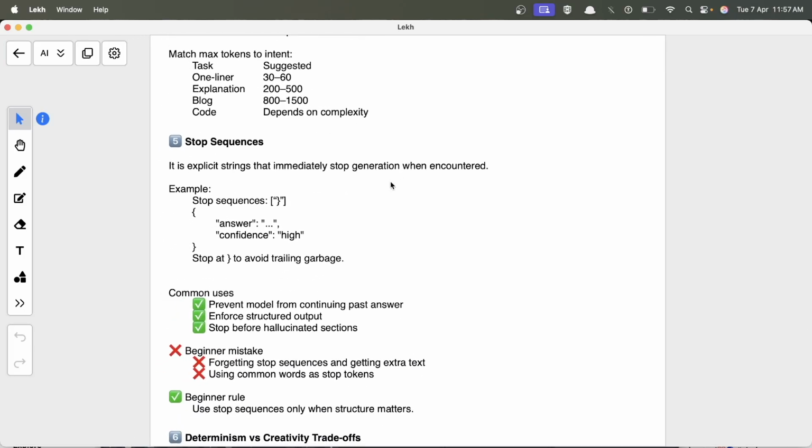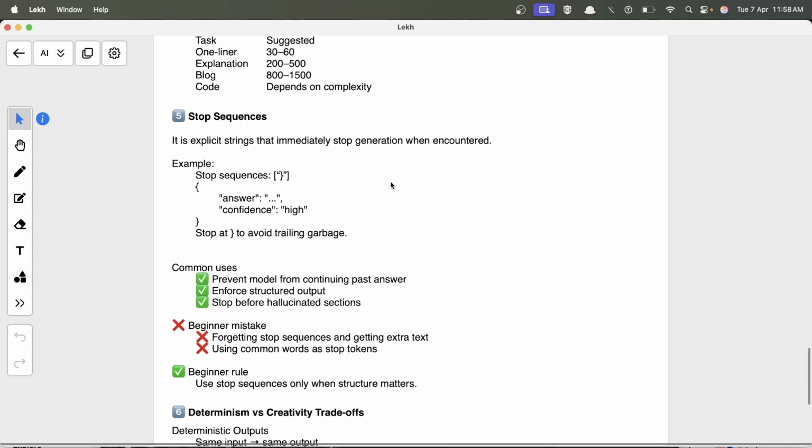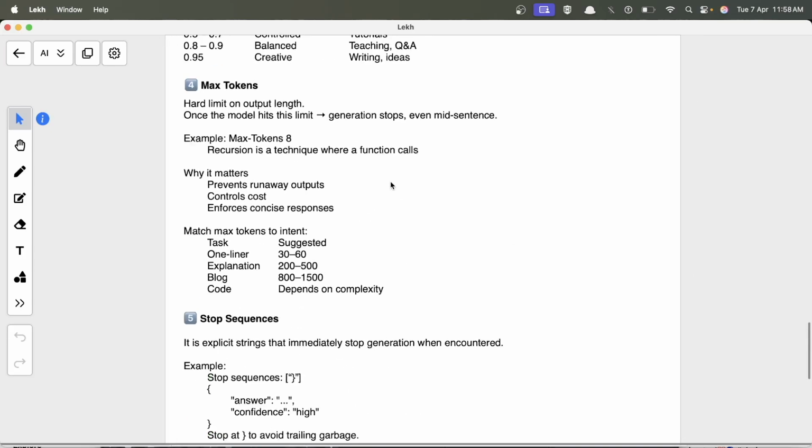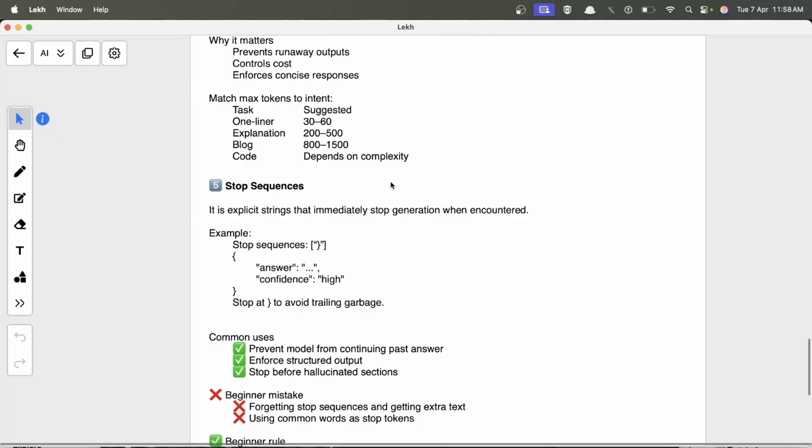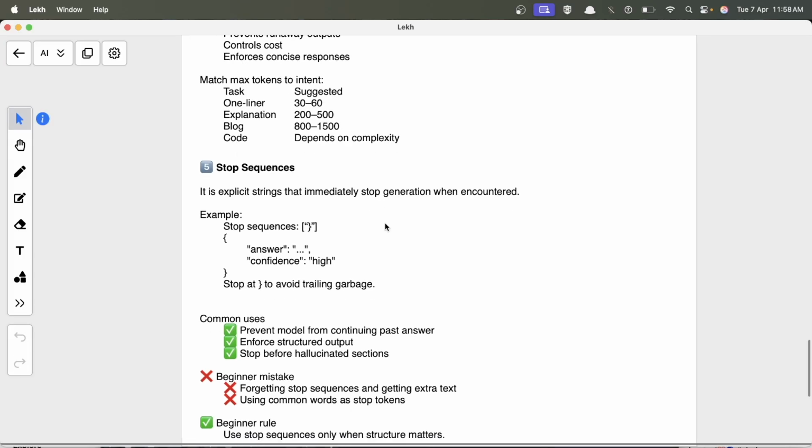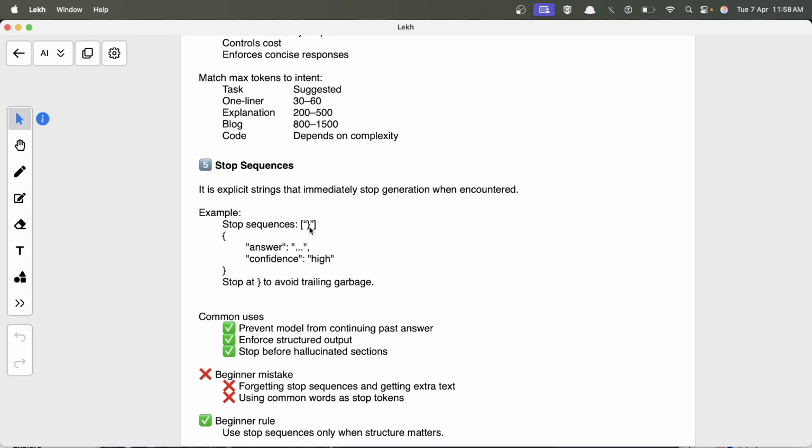Then another param we have is stop sequence. Stop sequence, like max tokens, controls the output and restricts the model to stop generating the output when the condition is satisfied. So here we provide different sequences. So you can provide multiple sequences. Here we provide an array of sequences, and we ask the model to stop generating tokens when this particular string or this particular sequence appears in the output.